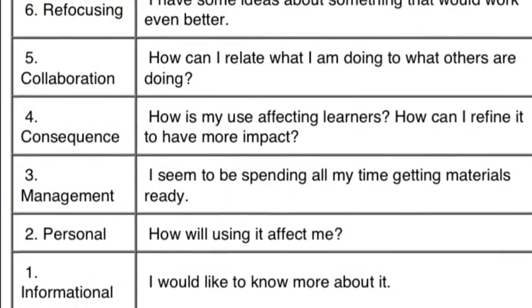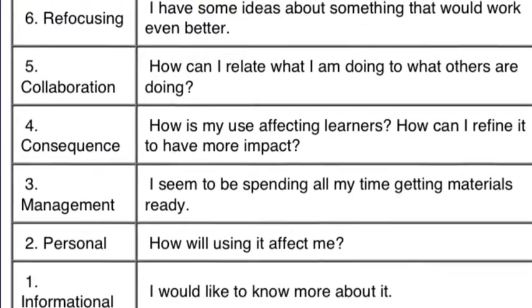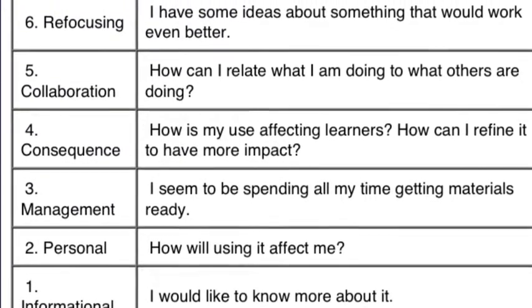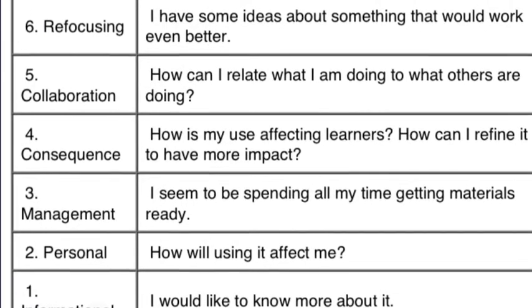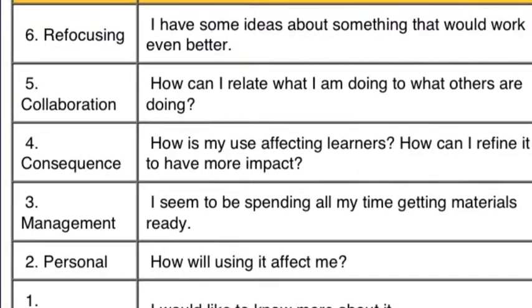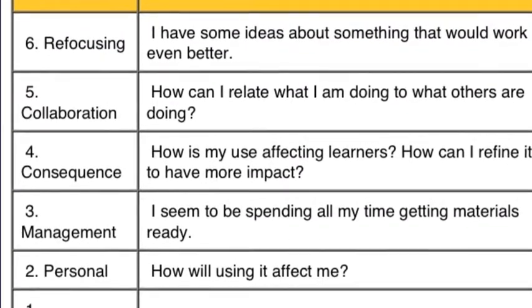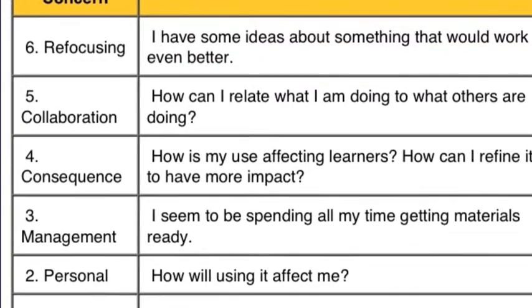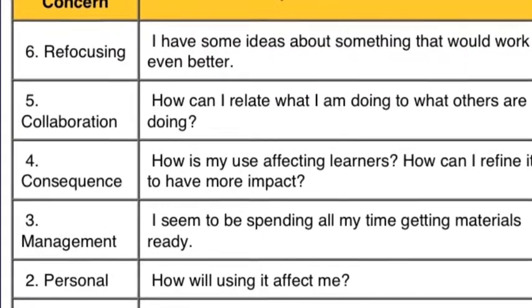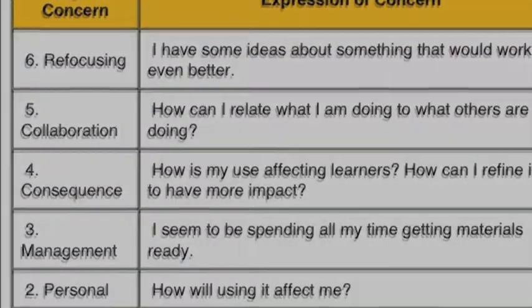There are 7 stages of concern numbered from 0 to 6. Stage 0 being, I don't even know what this is, or I don't care yet what this is. Stage 1 is, I've heard about this and I need some more information. Stage 2 is personal concerns. How's this going to affect me? What's in it for me? I'm not sure if I can do this, and so forth. On up to stage 6, which is, I have some ideas about how we might do things better.